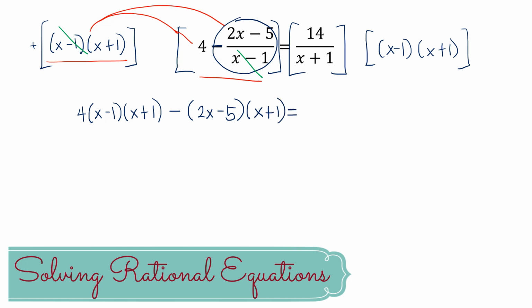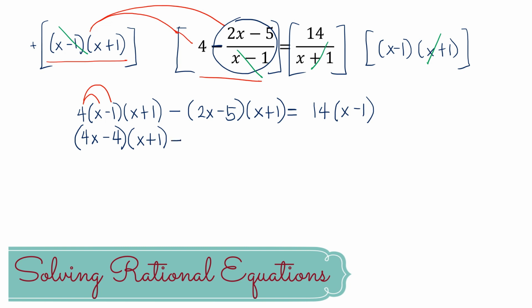Next, for the right side, x plus 1 divided by x plus 1 is 1. So what's left is 14 times x minus 1. And then, distribute 4 to x and to negative 1. That's how we multiply 4 by x minus 1. So we have 4x minus 4. And then multiply the product by the binomial x plus 1. And then simply copy the minus sign.